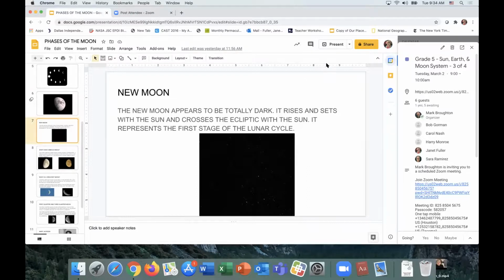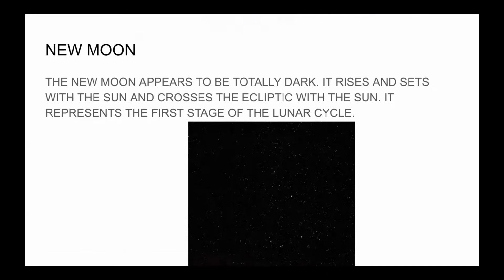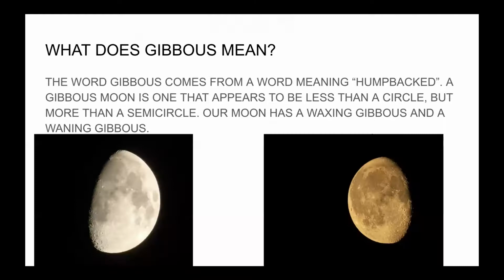And we're going to look at the new moon. And you can't see it because it's not illuminated. It appears to be totally dark. It rises and sets with the sun and crosses the ecliptic with the sun. The ecliptic is that line in the sky that the sun crosses, the moon crosses, and the planets at night. Well, they're there during the day too, but we can't see them. So this represents the first stage of the lunar cycle. Now, what does gibbous mean?